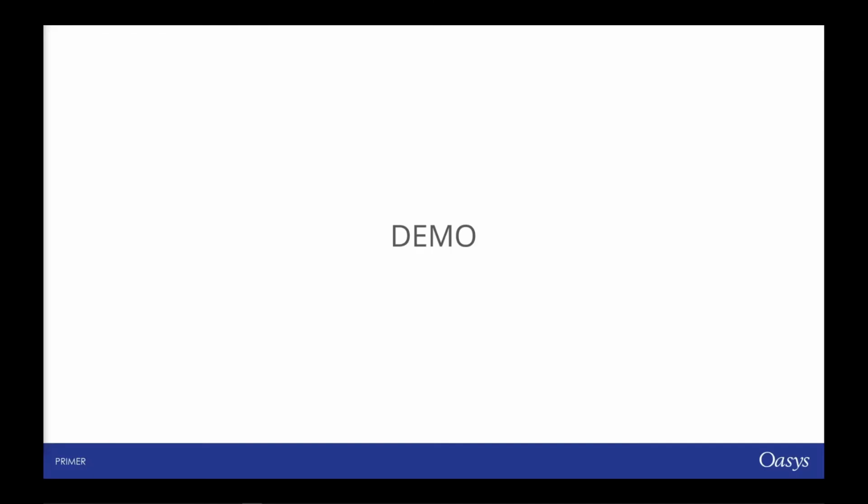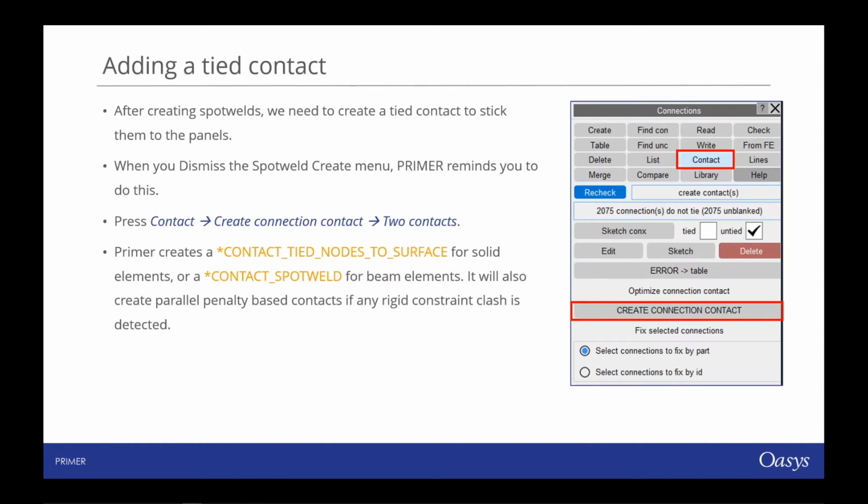Switching back to the presentation. This just covers what I've just been through in the demonstration: the creation of a contact once you've created the connection FE, and that Primer will create two contacts dependent upon the element type. So we have a star contact tied nodes to surface for solid, or a star contact spot weld for beams.